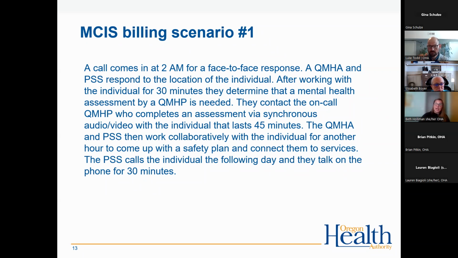And then someone in the chat box said, why wouldn't we have the QMHP bill as an assessment at that point in time? Because there's a code, 90907, I forget, for a mental health assessment, which is typically a higher rate. Would they use that, or would they continue to use H2011 and have that QMHP bill $105 per 15 minutes for however long it would take to do the mental health assessment?